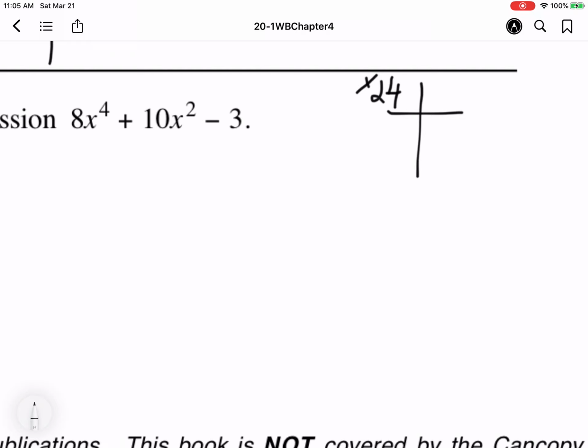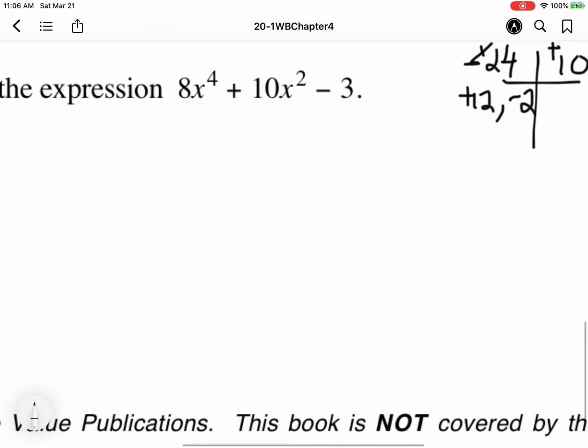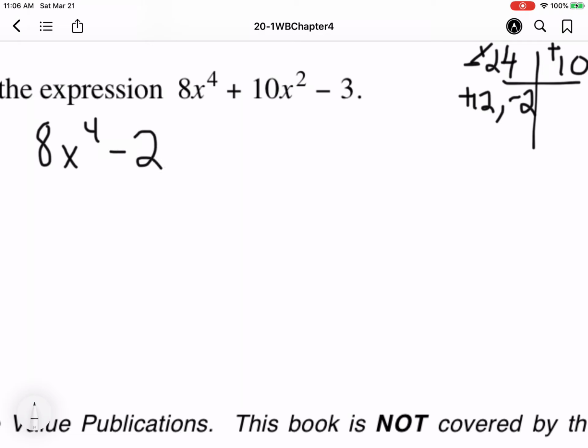Okay, so I've got 24, and it has to add to positive 10. My two numbers I'm going to use then are going to be positive 12 and negative 2, right? Has multiplied negative 24, sorry. So positive 12 and negative 2. So I'm going to keep my things the same. Front is the same. So 2x squared minus 2x squared plus 12x squared minus 3.